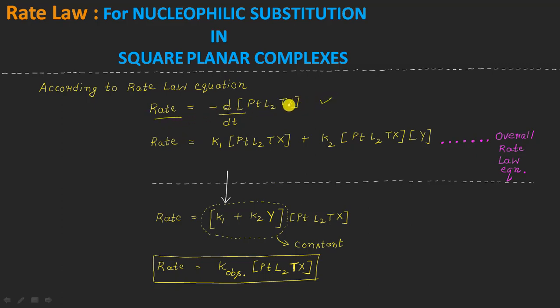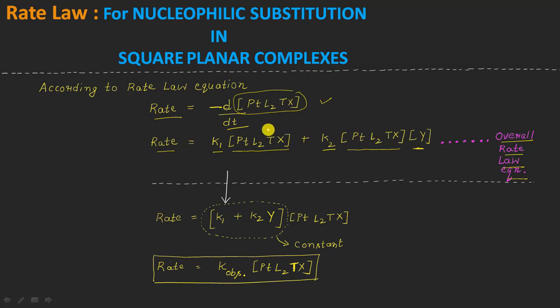So now, according to the rate law equation, we can say that the rate can also be written as the decrease in the concentration of the starting reactant molecule with respect to time, right? And the overall rate law equation for that reaction can be written this way: rate will be equal to K1 multiplied by the concentration of the starting complex plus K2 multiplied by the concentration of the starting complex multiplied by the concentration of the entering ligand, that is the Y here, okay?